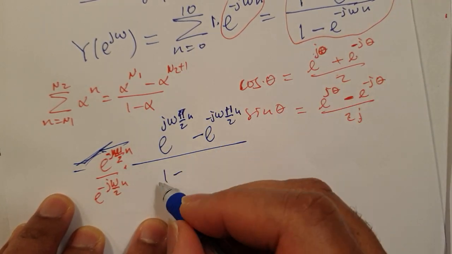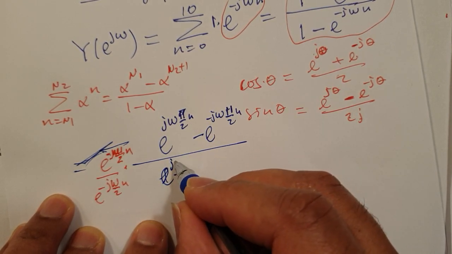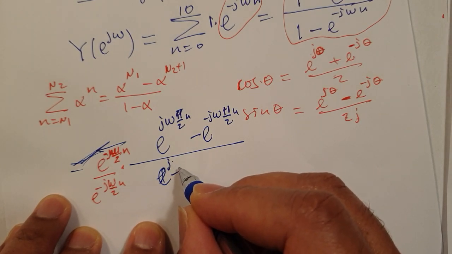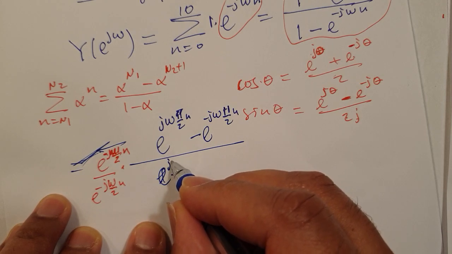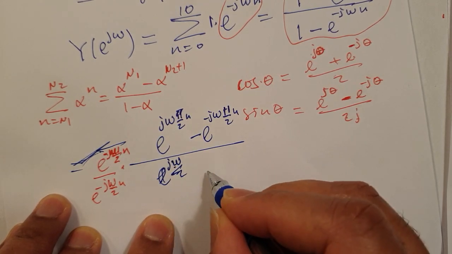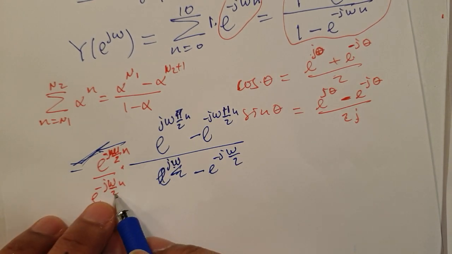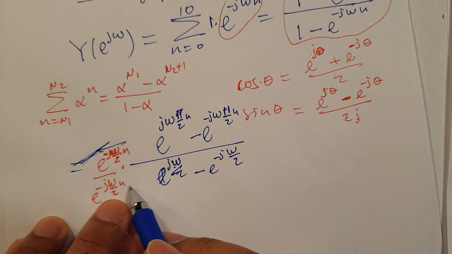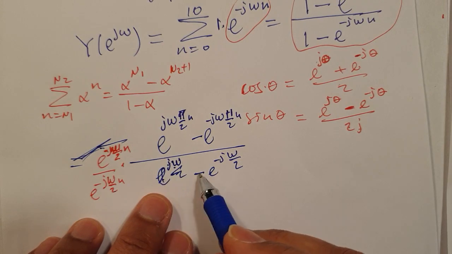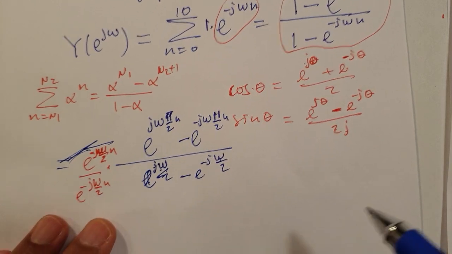And here then I would have e to the j omega divided by 2 minus e to the minus j omega divided by 2. See that if we multiply, then the minus and plus will cancel, will be 0, then we have 1, and this will go back to what we had before. So this is an interesting way.